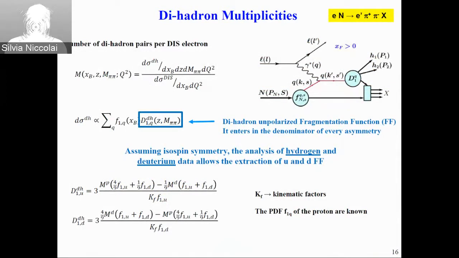Passing to CDIS, another experiment that will provide a first-time measurement is the dihadron multiplicity measurement. Here, the observable is defined as a ratio of the cross-section for the production of two hadrons, in our case pi plus and pi minus, normalized to the DIS cross-section. The dihadron cross-section is proportional to the dihadron unpolarized fragmentation function, which is the main goal of this experiment. And the combination of hydrogen and deuteron data for the dihadron multiplicity allows us to separate the quark flavor dependence of the fragmentation function.